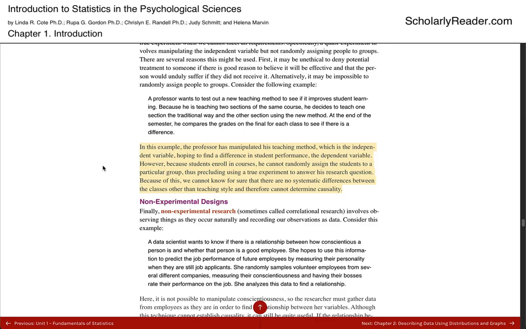However, because students enroll in courses, he cannot randomly assign the students to a particular group, thus precluding using a true experiment to answer his research question. Because of this, we cannot know for sure that there are no systematic differences between the classes other than teaching style, and therefore cannot determine causality.